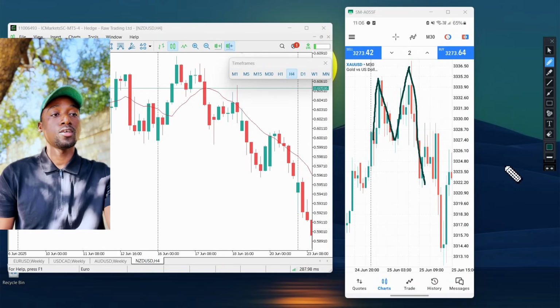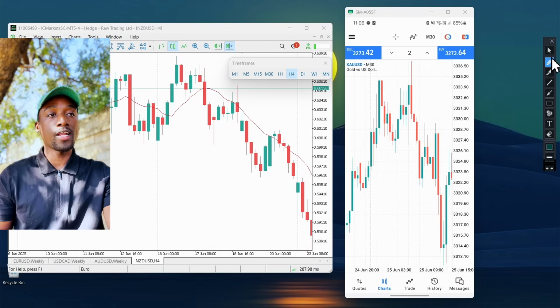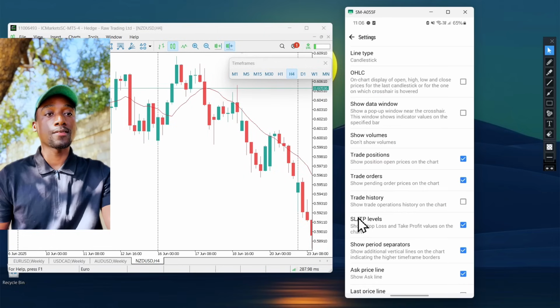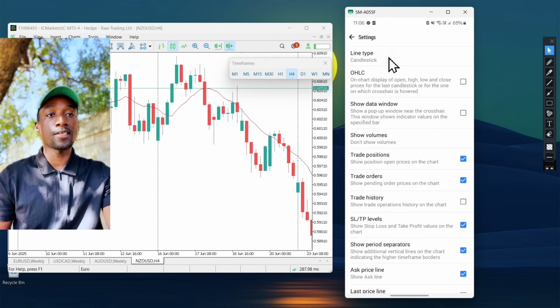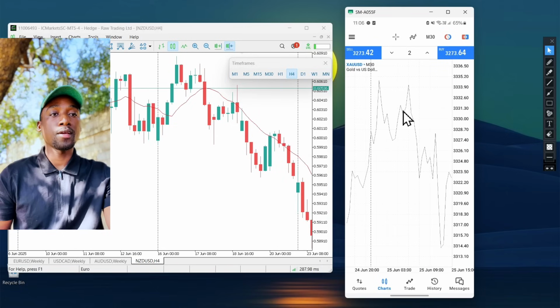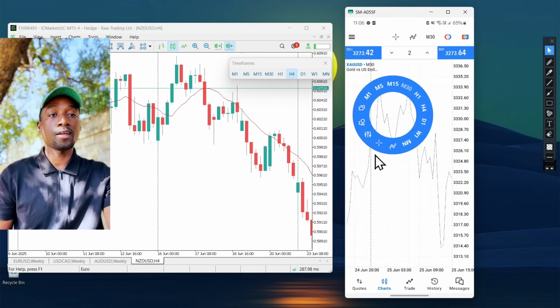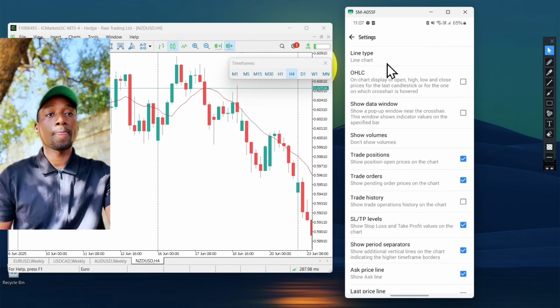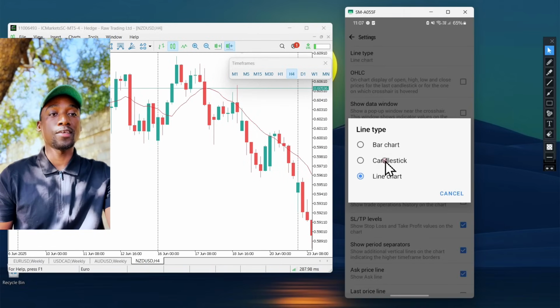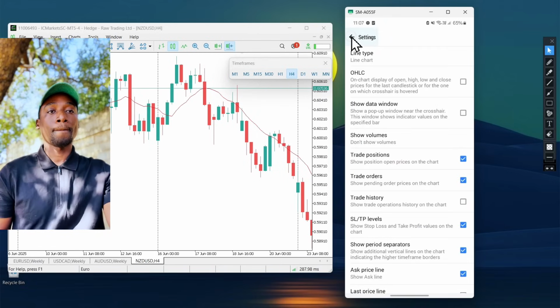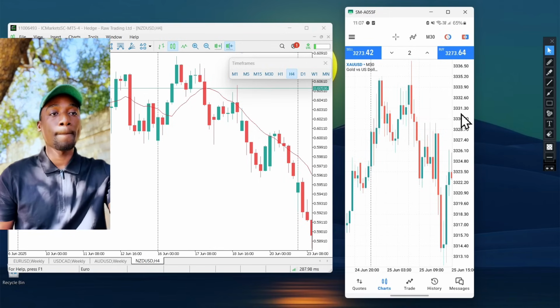Simple and straightforward. If you don't like to draw these lines using the drawing tools, you can tap, go to settings. On iPhone, you can do the same: change the chart type to line chart, and go back. Now when you go back, you'll be able to see this line, simple and easy. But I recommend that we use the candlestick so that we can see the graphics and it doesn't get difficult to trade. So now this is our M.